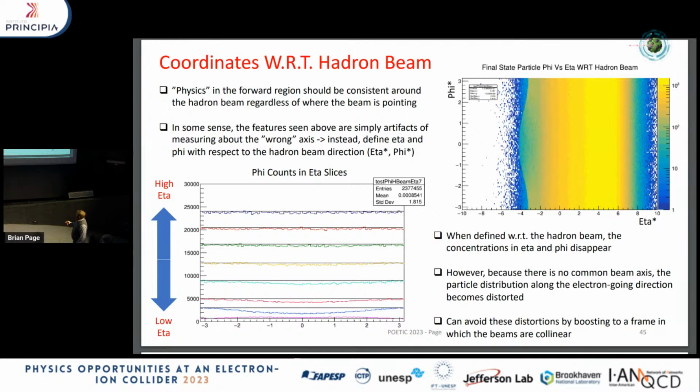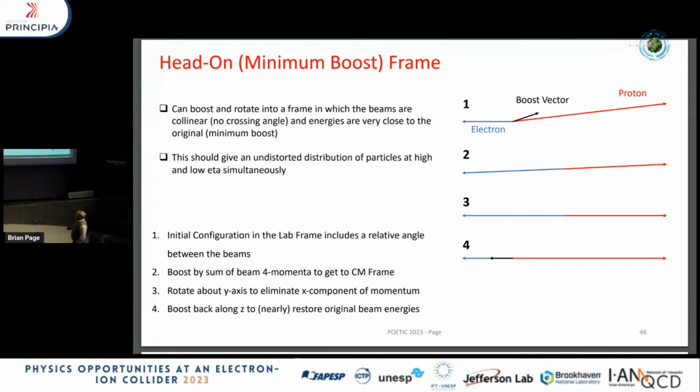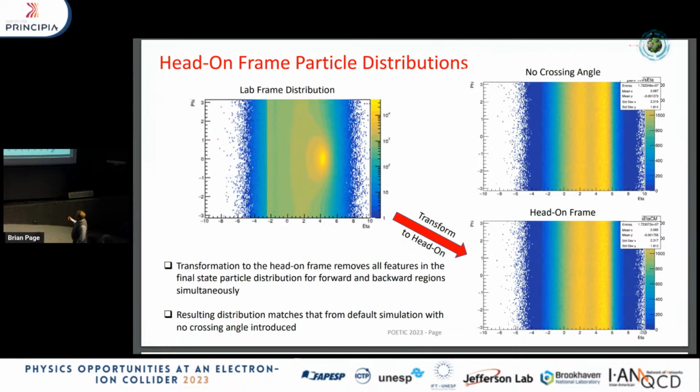And so a more intelligent way to do this would be just to boost into a head-on frame where this crossing angle, this relative angle between the beams no longer exists. And so you can do this boost and rotation to get you into a frame with roughly the same energies as before, but now a common axis. And of course, this transformation basically reproduces the effect that you'd see without any crossing angle at all, as we expect.